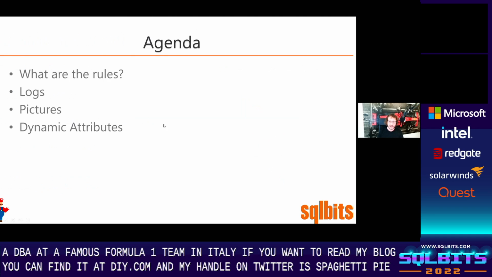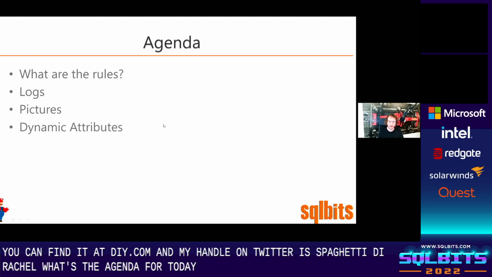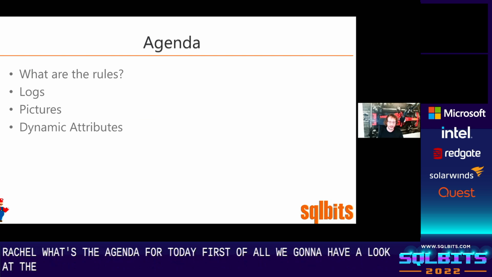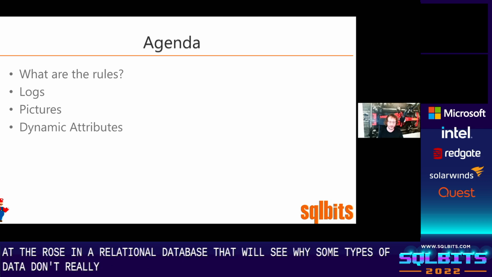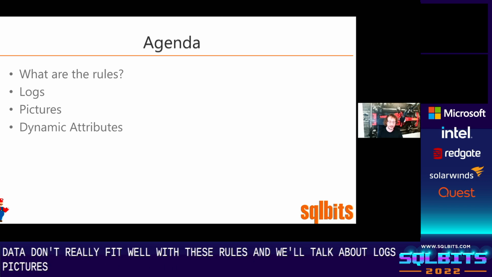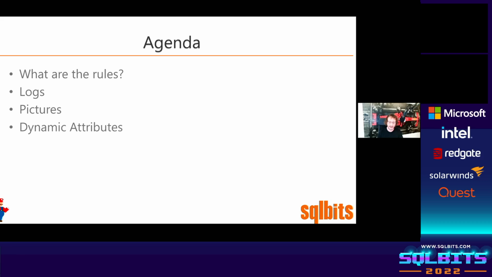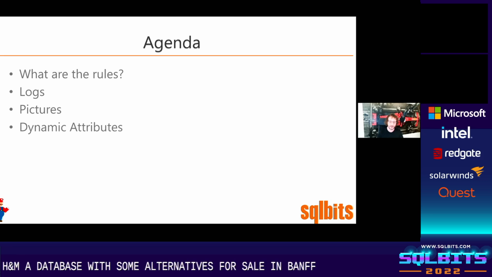Great, so what's the agenda for today? First of all, we're going to have a look at the rules in a relational database, and then we will see why some types of data don't really fit well with these rules. And we'll talk about logs, pictures, and entities with dynamic attributes in a database. And we will see what are some alternatives for saving them in a relational database.